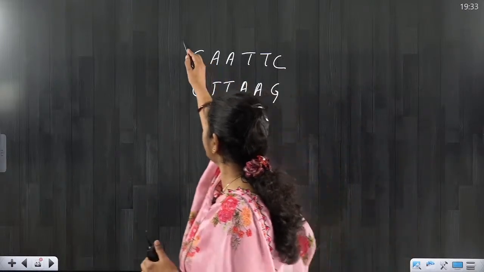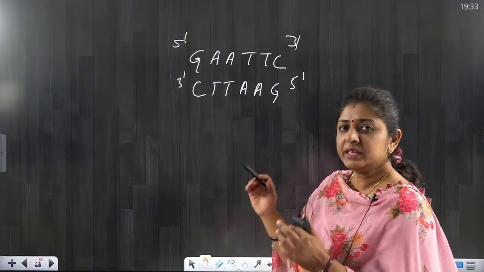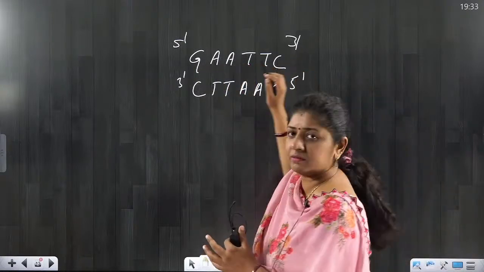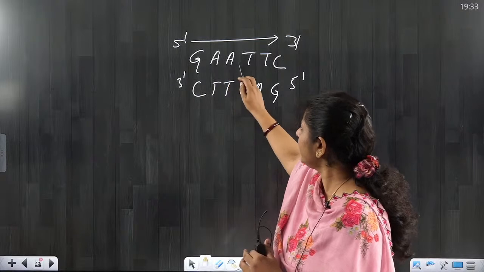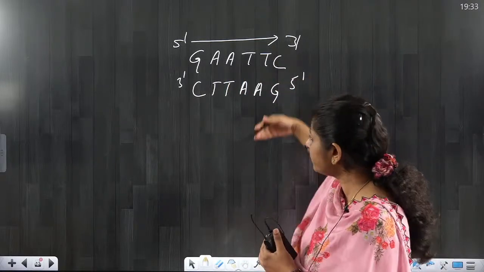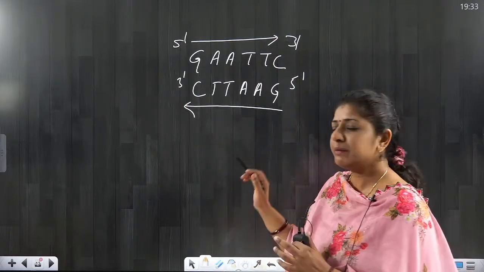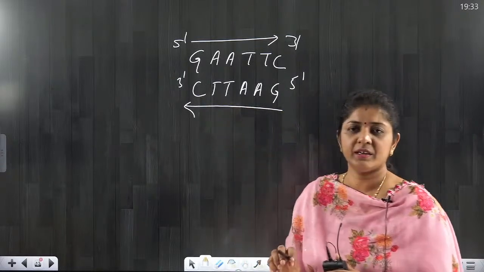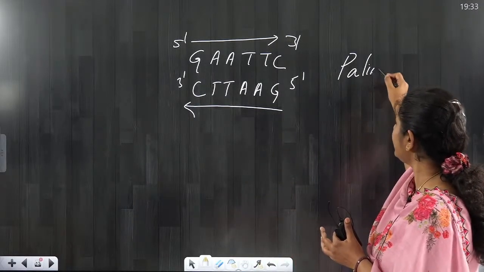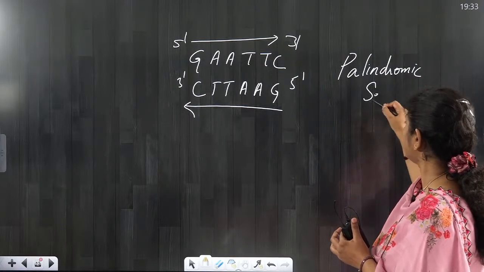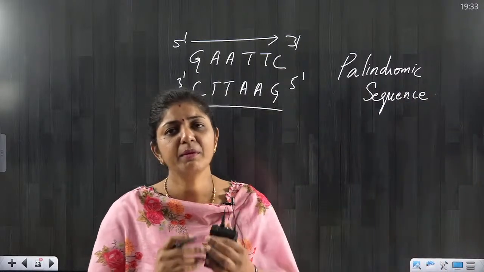Like if I am assuming 5 prime to 3 prime. When you are reading one strand, see the polarity, I am taking 5 prime to 3 prime. What is it coming? GAATTC. Again from the opposite strand, the polarity must be the same, 5 prime to 3 prime, and the sequence will be GAATTC. That type of recognition sequence you call a palindromic sequence, right? Such a sequence you call what? Palindromic sequence. So this recognition sequence is palindromic.